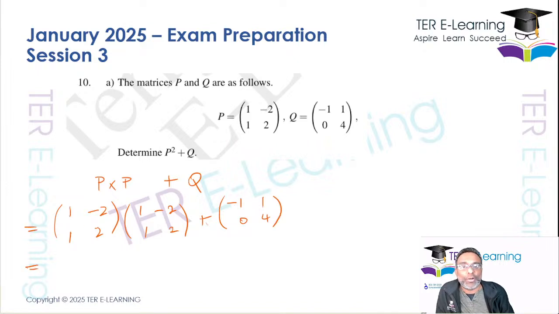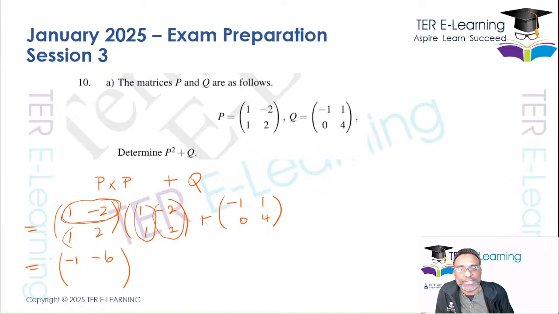So row by column, that's how we're working this out here. This row multiplied by this column first of all: 1 by 1 is 1, 1 by minus 2 is minus 2, which gives me minus 1. So that's the number we're going to have here. Then we take this row and multiply by this column: that's minus 2 and minus 4, which gives me minus 6.